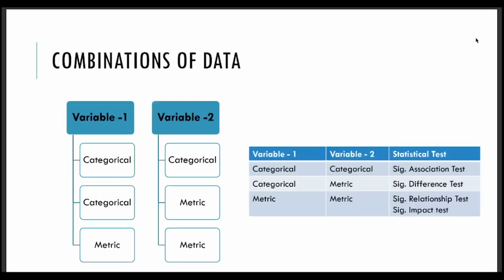So based on these combinations, that is categorical data and metric data, there are three different possible combinations. Either both the variables we are considering for the statistical analysis could be categorical data.